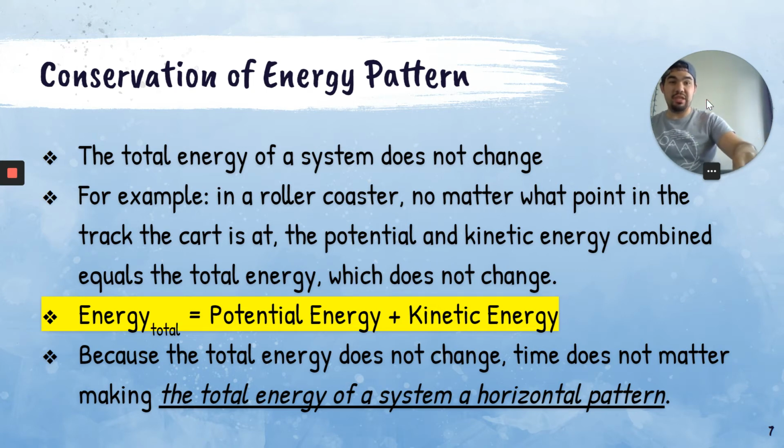When it gets to the bottom, it's 100% kinetic, 0% potential energy. So that is 0 joules of potential energy, 50 joules of kinetic energy. All we're doing is adding up our potential energy and our kinetic energy, and by adding them up, they should always equal the same number. So as potential energy and kinetic energy change, their combination will always equal the same number. Total energy does not change. Time does not matter, making total energy of a system a horizontal pattern.